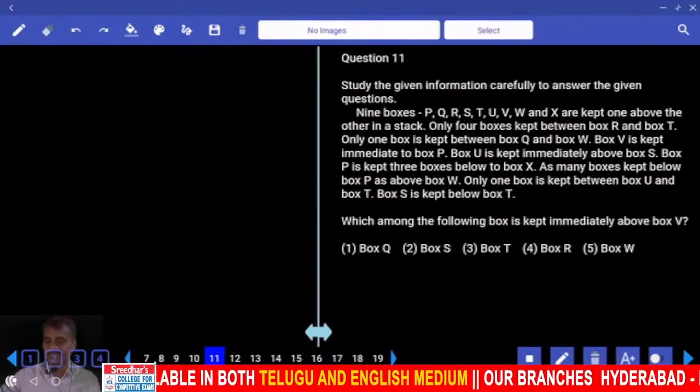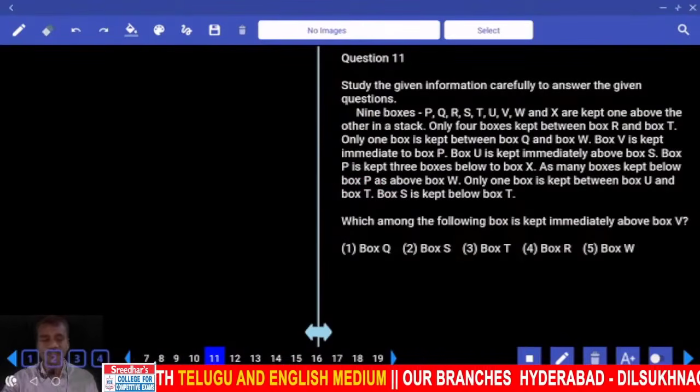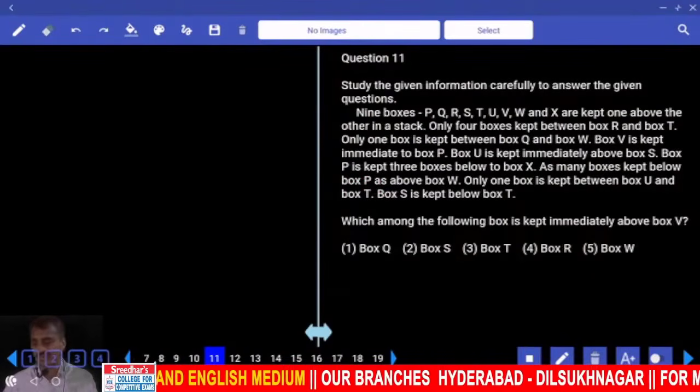Then 11 onwards. First or the second priority?